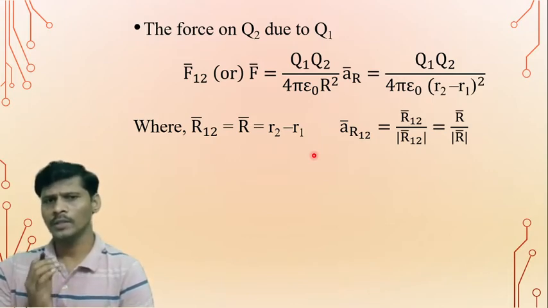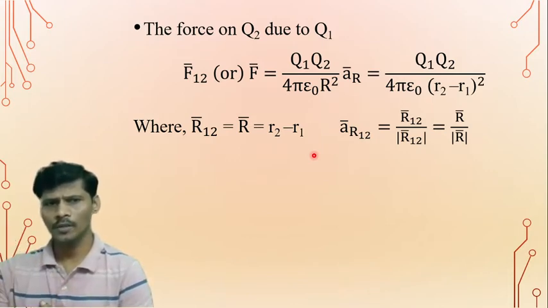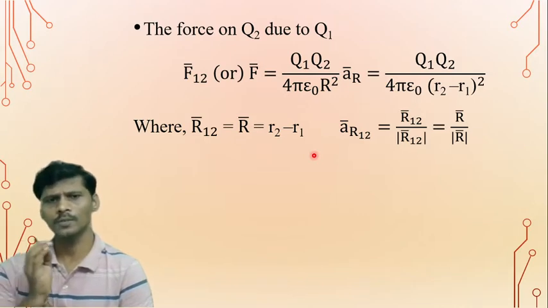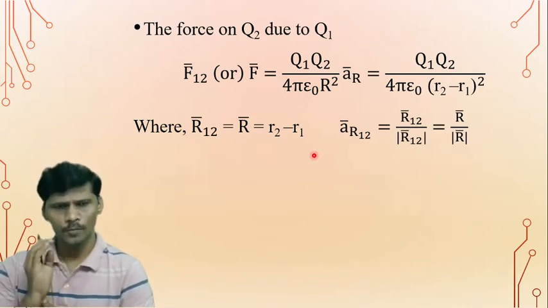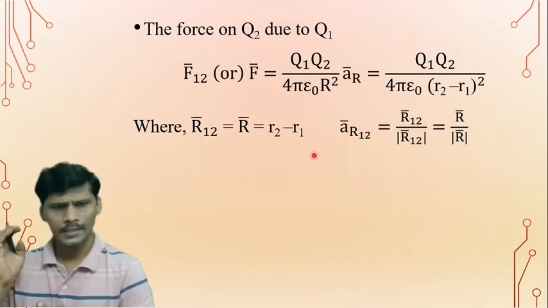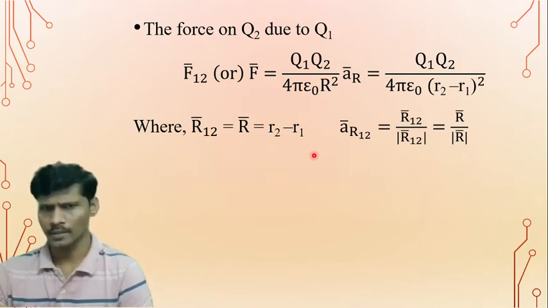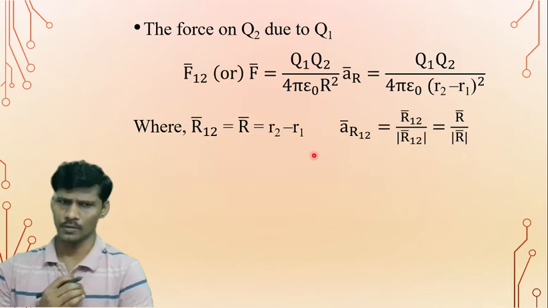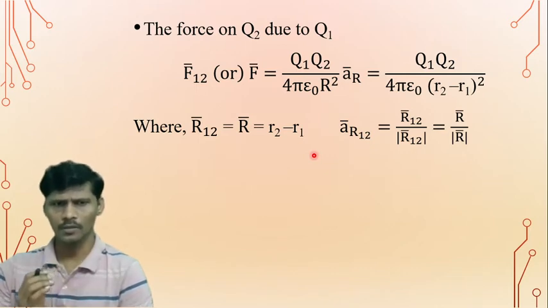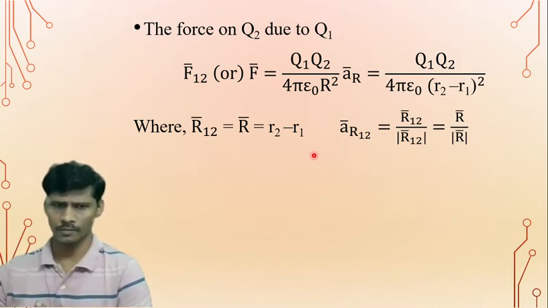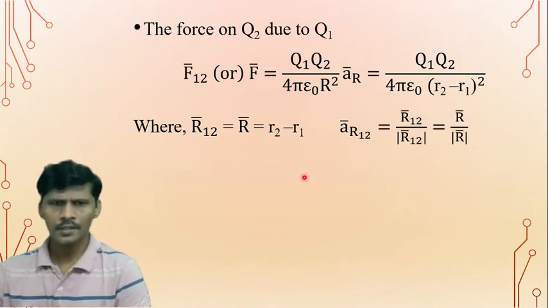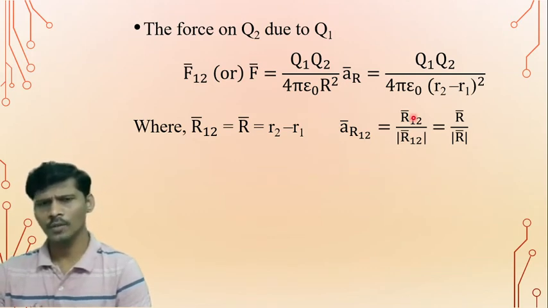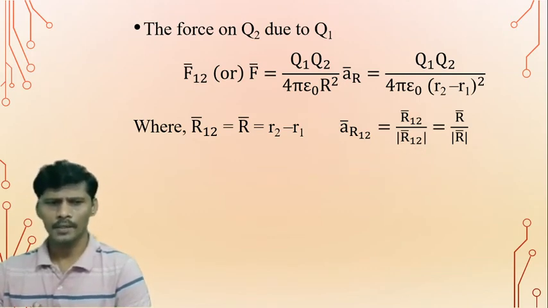Therefore, the distance vector R bar is equal to the second point charge position vector minus the first point charge position vector. Why do we consider the second minus the first? Because the force is calculated on the second point charge due to the first point charge. So R bar is equal to small r2 minus r1, and the unit vector AR bar is equal to R bar divided by the magnitude of R bar.